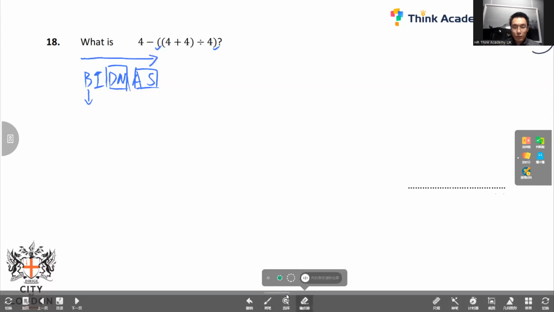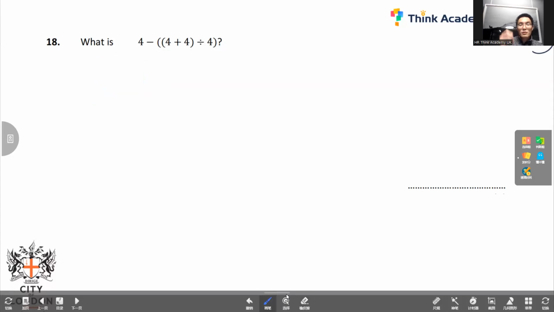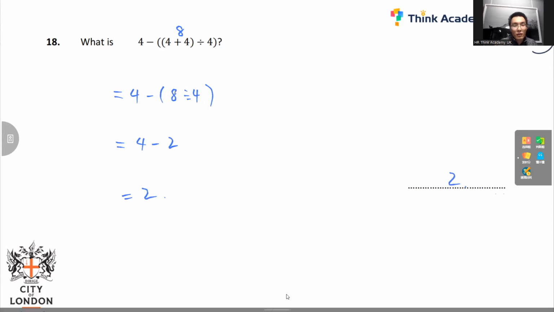So let's see this question. How should we solve it? We first solve the brackets, whatever is in the bracket. The 4 plus 4 is in the inner brackets. The inner bracket has higher priority than the outer bracket. So 4 plus 4 is 8. Okay, so we have 4 minus brackets 8 divided by 4 brackets, and then solve whatever's in the brackets. 8 divided by 4 is 2, so it's 4 minus 2, and 4 minus 2 gives us 2. Okay, this is the correct calculation order that we should all follow.